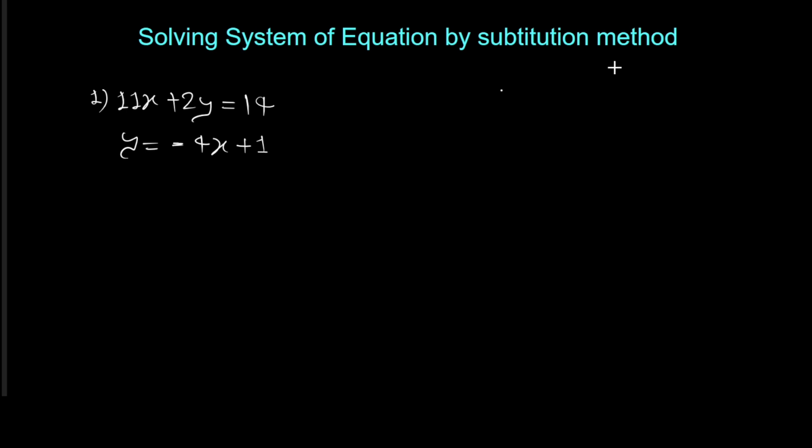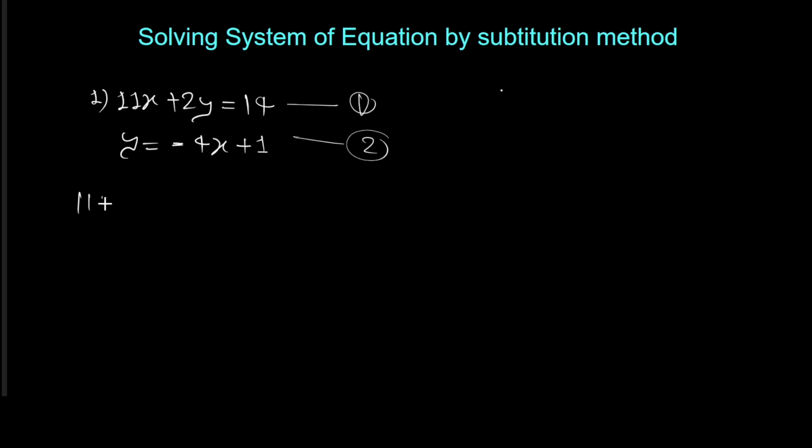So the meaning of the substitution method is that we have to isolate one variable in one equation in terms of the other variable, and plug this value into the next equation to find the value of x or y. So we have the equations. Let's name them equation number 1 and equation number 2. So we have y equals negative 4x plus 1. Let's plug this y equals negative 4x plus 1 into the first equation.